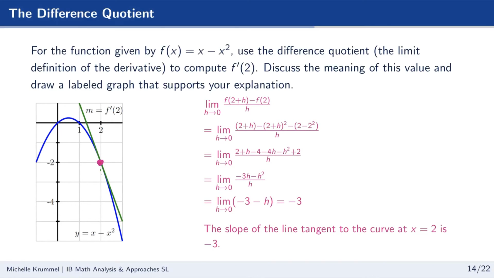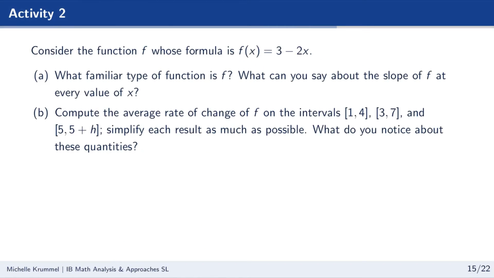And if we go down 3, right 1, we're at another point on the tangent line. Or here, if we go up 3, left 1, we're at another point here on the tangent line. So that tangent line does have a slope of negative 3. Now consider the function f whose formula is f equals 3 minus 2x.